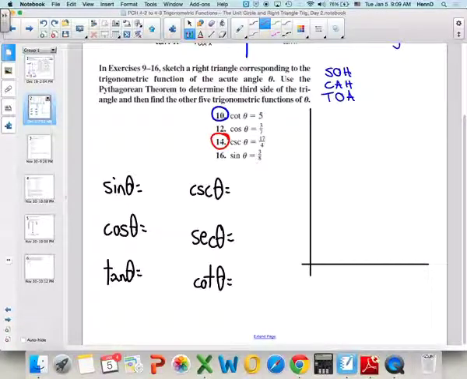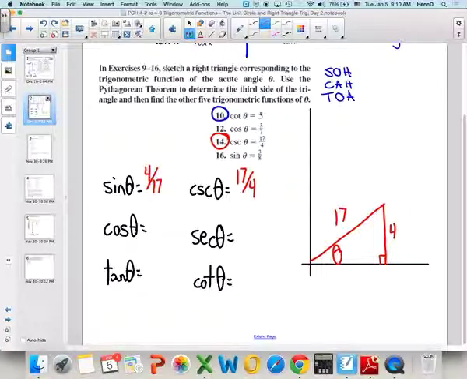14 says that my cosecant is 17/4. Okay? Sine is 4 over 17. Good. And how can I draw my triangle then? What are those 4 and 17 going to be? 17 is the hypotenuse. Good. And 4 is which side in relation to theta? It's the opposite. So 4 over 17. Okay? Good.